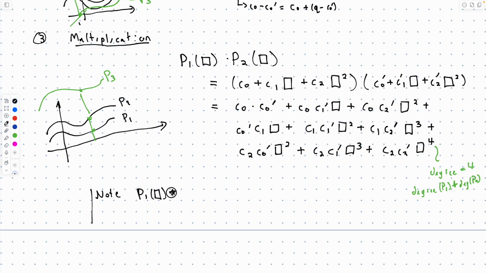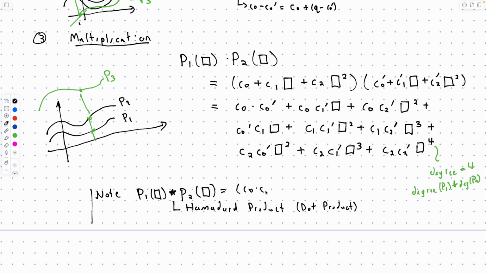I'll denote the operation as a star. So this isn't multiplication as we're defining it. It's a special kind of multiplication, and the name of it is Hadamard product. It's kind of like a dot product, if you remember the difference between dot products and cross products. But in this case, the coefficients just multiply.